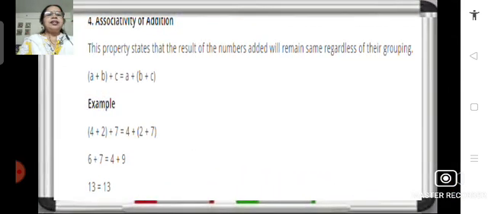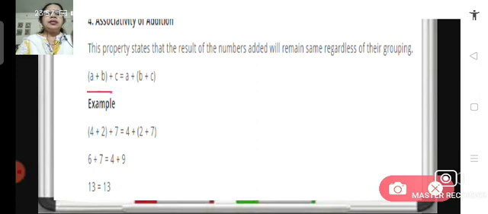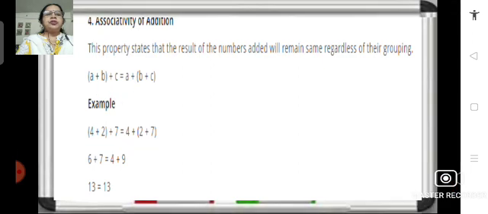a, b and c are different variables, and associativity of addition can also be expressed using variables a, b and c. Associative means how we group the numbers and add them, still the result remains the same. So (a plus b) plus c is equal to a plus (b plus c). Even if we change the grouping, the result remains the same. So this is the associative property of addition.